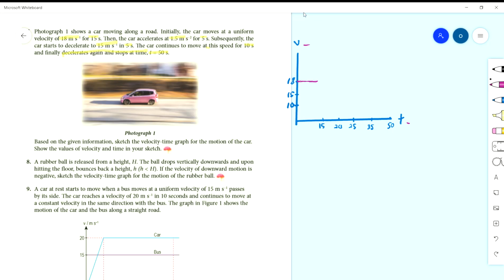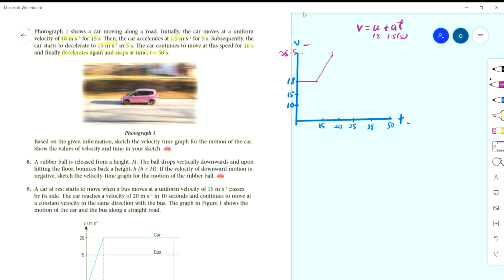Okay, then accelerates. Bila dia accelerate 1.5 selama 5 saat, memecut, dia tambah laju dia selama 5 saat sampai 20 sini. Berapa nilai kat sini? Dia pecut sampai berapa? Yang ni kita boleh kira. Macam mana kita nak kira? Kita pakai equation linear motion tu. So in 5 seconds, initially dia start 18, acceleration dia 1.5, you should get 25.5. Dia pecut kat sini.